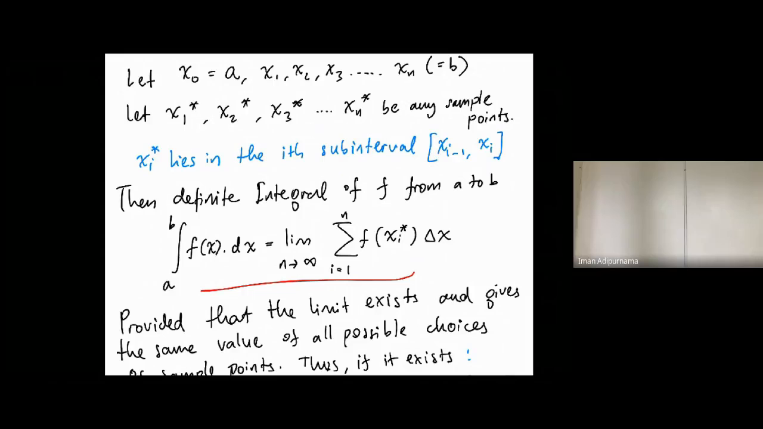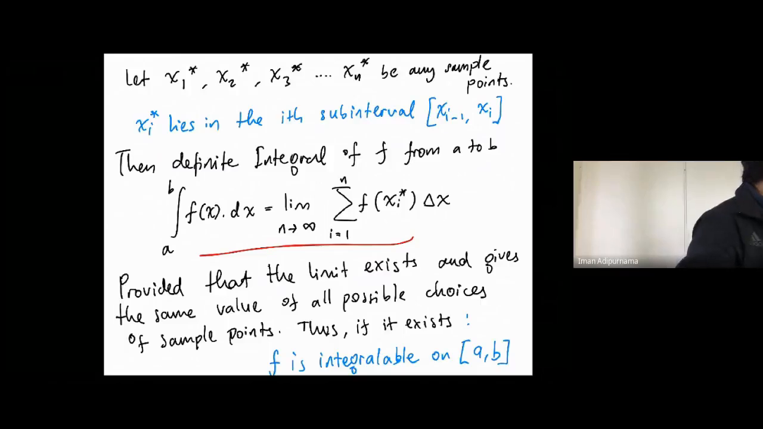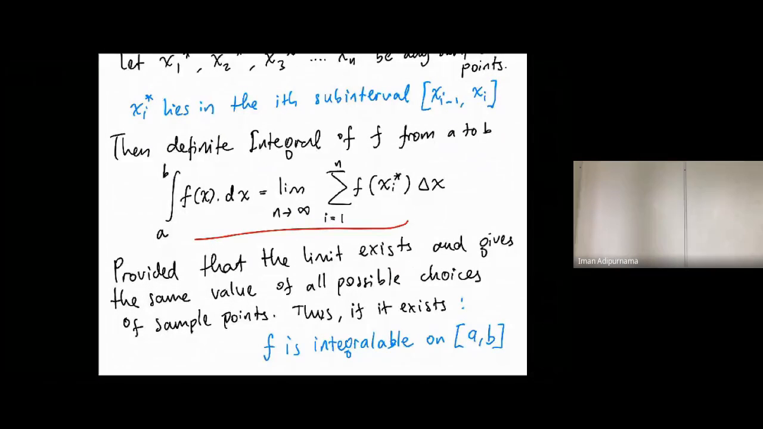Of course, if you write this whole definition, you need to make sure that our assumption holds: the limit exists and has an exact value, given the sum value for all possible choices of the sample points we choose from the function. So in conclusion, the function will be integrable on the interval a to b, provided the limit of this sum exists and gives some value. Then we can say this integration is correct.